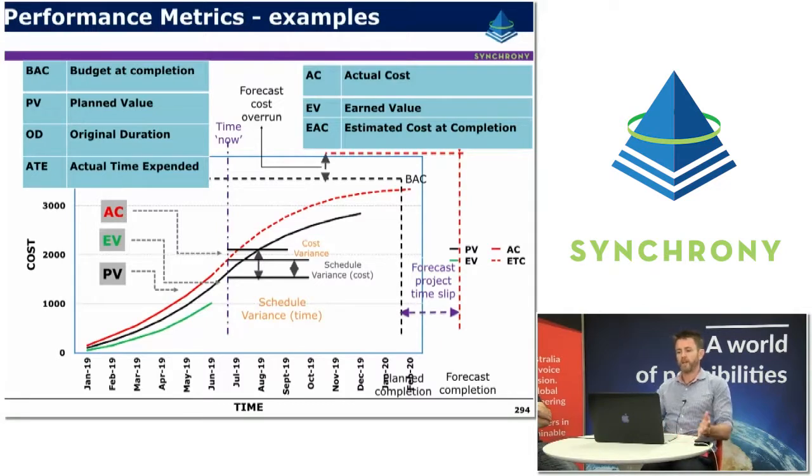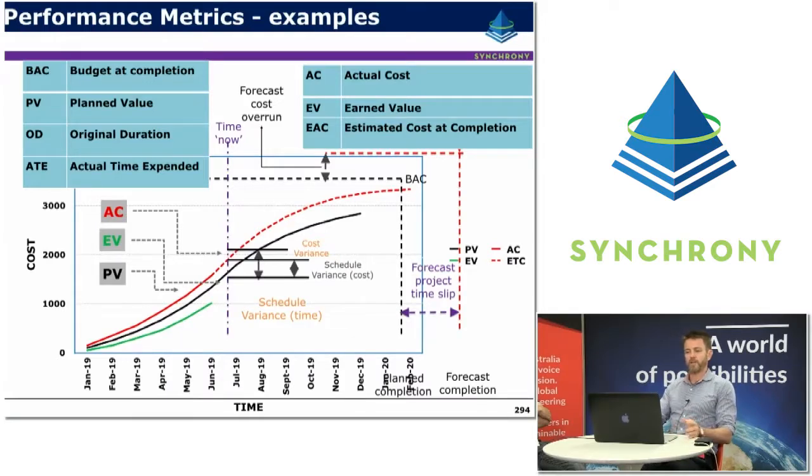So once again, looking at this graph, we've got a representation of the budget at completion, or the planned value, with the black line. The actual costs are represented by the red line, with the forecasts being shown with the dotted red line, and the earned value being shown by the green line.